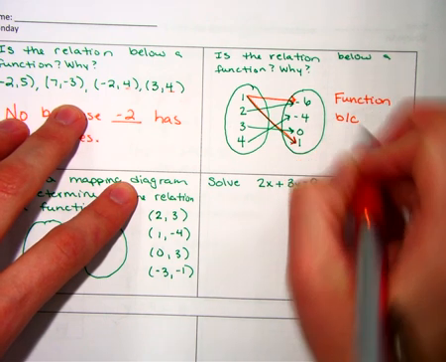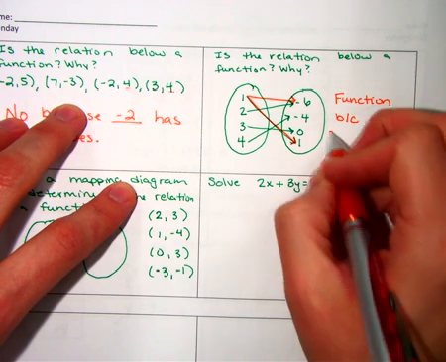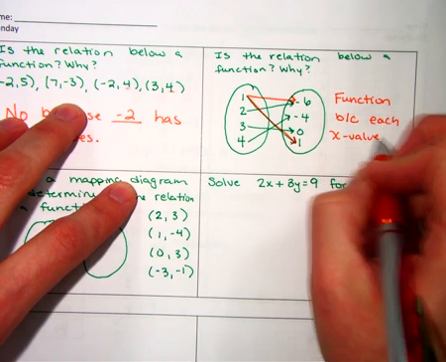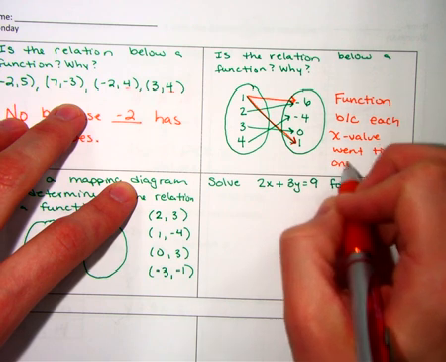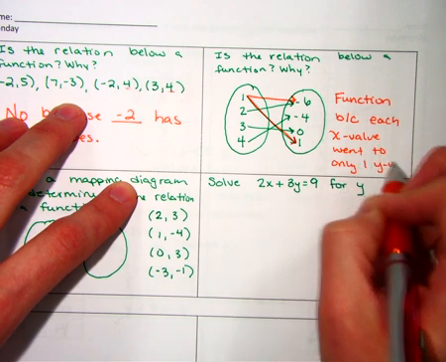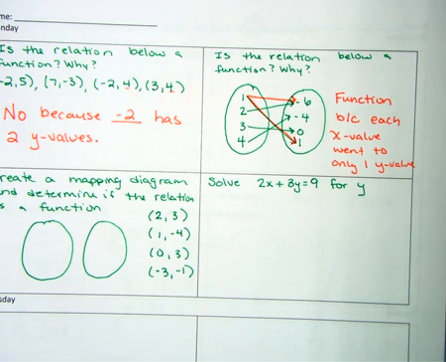Because, what's the thing we say every single time? Each x value goes to only one y value. That's what we say every time. Every x goes to just one y. Okay? Then you had to create one.